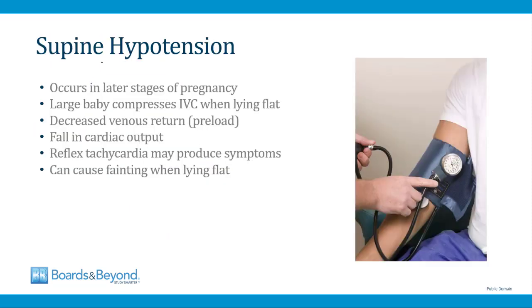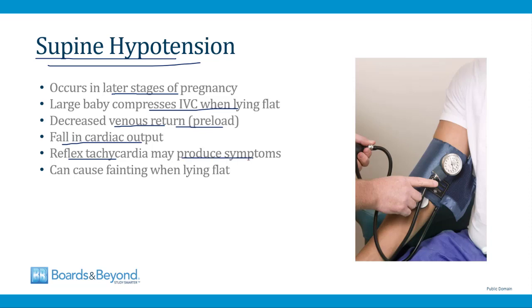Hypotension when lying flat, otherwise known as supine hypotension, is common in the later stages of pregnancy when the baby gets large. A large baby can compress the inferior vena cava when a woman lies flat. This decreases the venous return to the right atrium and decreases the preload to the left ventricle. This leads to a fall in cardiac output, and that causes supine hypotension. The body responds by raising the heart rate, and this reflex tachycardia is sometimes sensed by women and produces symptoms like palpitations. In addition, women can feel dizzy and even faint when lying flat, and that's all because of the compression of the IVC by the baby.